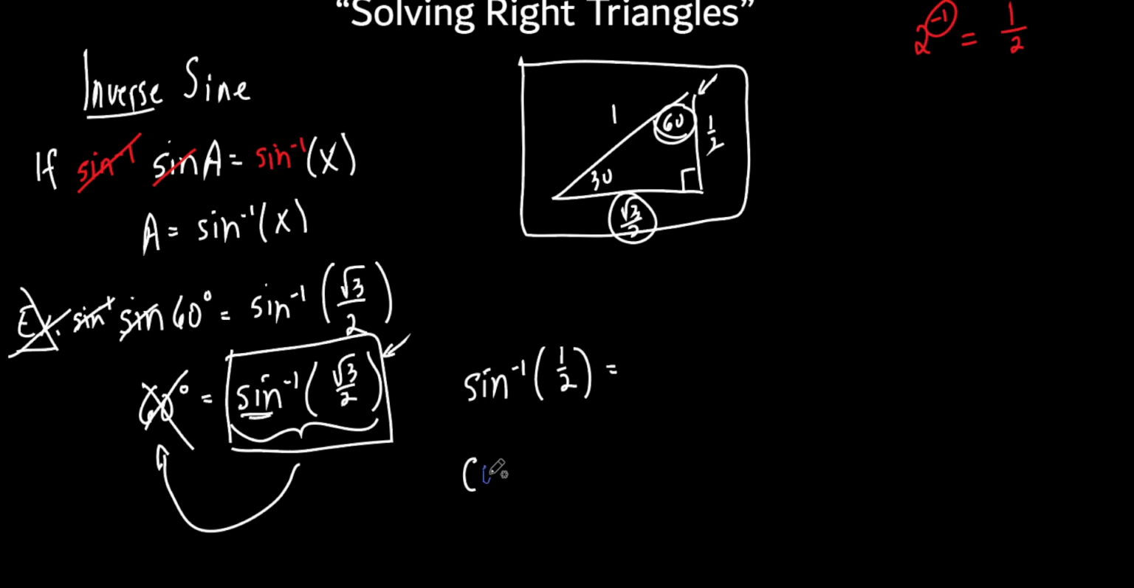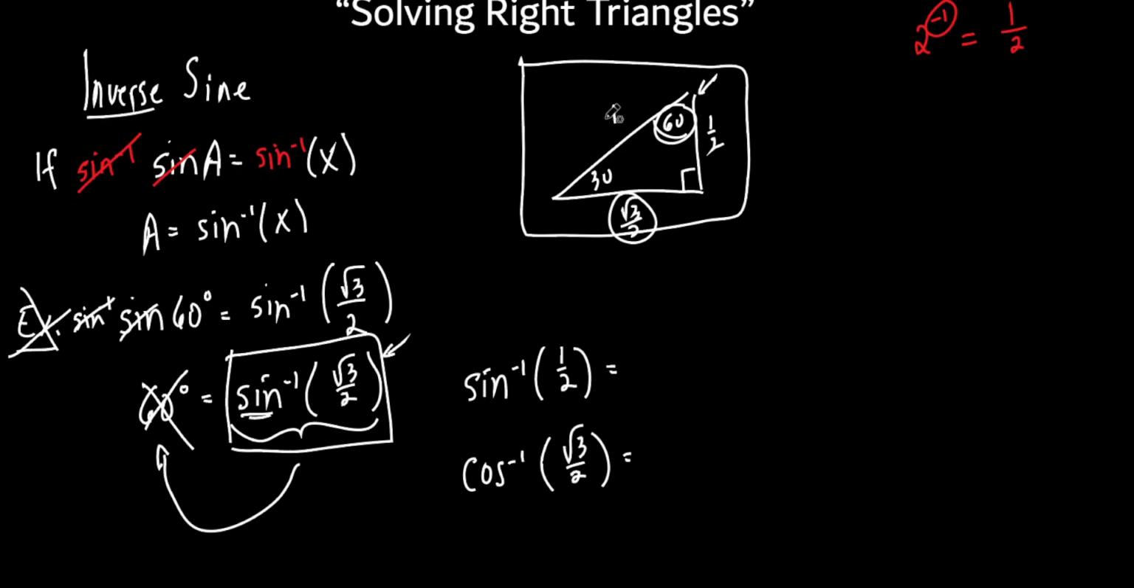What if I did the inverse cosine of square root of 3 over 2? Okay? Again, what does this mean? This means what angle, if I take the cosine of it, this time it's cosine, will I get the square root of 3 over 2? Well, let's try the 60. What's the cosine of 60?